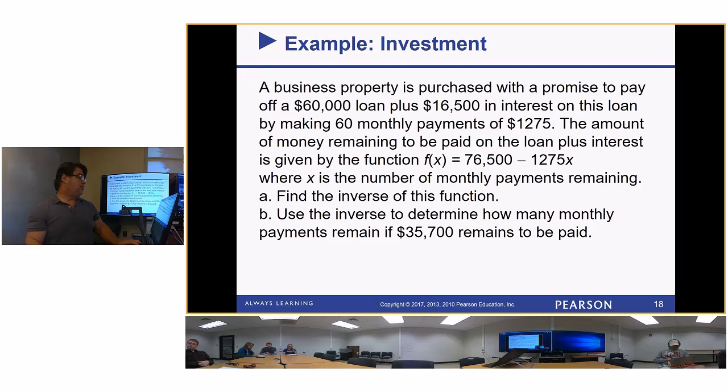A business property is purchased with a promise to pay off a $60,000 loan plus $16,500 in interest on this loan by making 60 monthly payments of $1,275. The amount of money remaining to be paid on the loan plus interest is given by this function. Write that function down, where x is the number of monthly payments remaining. Find the inverse of this function. Use the inverse to determine how many monthly payments remain if $35,700 remains to be paid. All right, so find the inverse of that function.